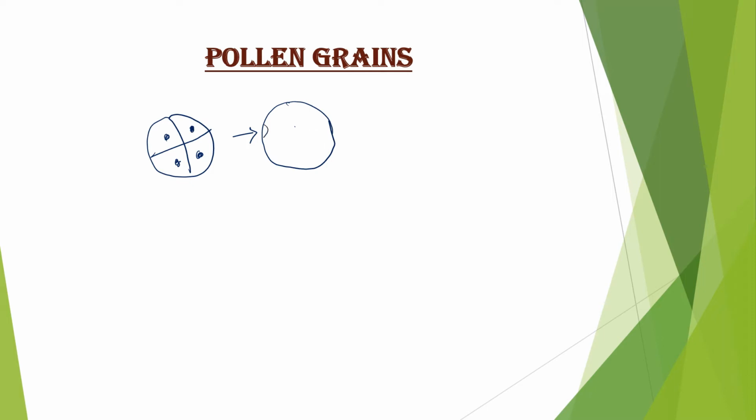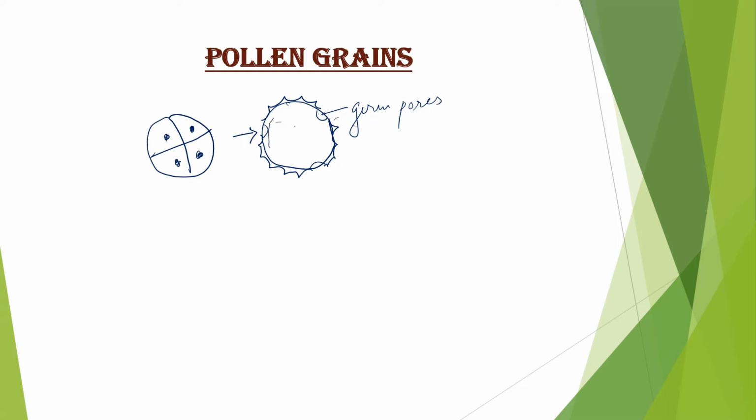It has a very thick outer layer which is called the exine. Draw it like this, but at some points I have not drawn the exine. These portions are called the germ pores. From these points the pollen tube is going to come out when the pollen germinates.